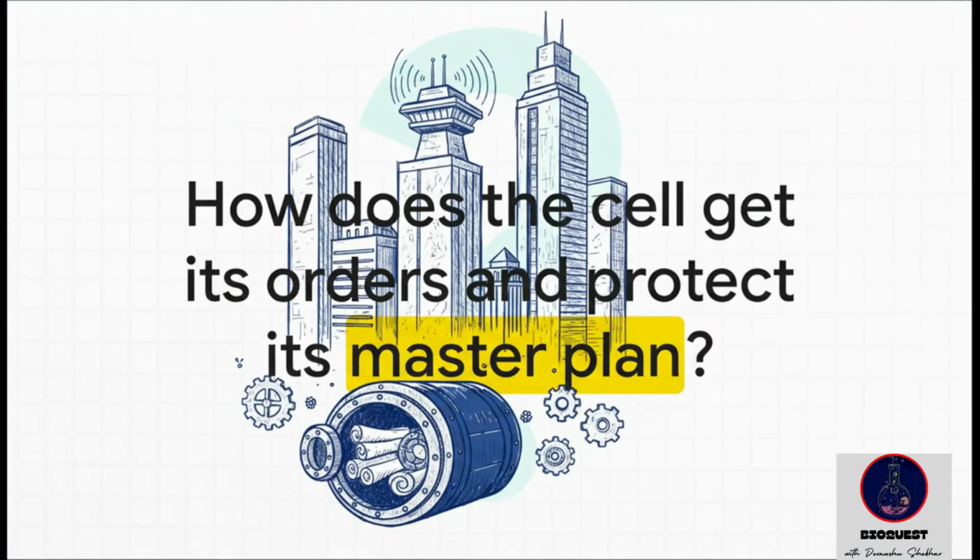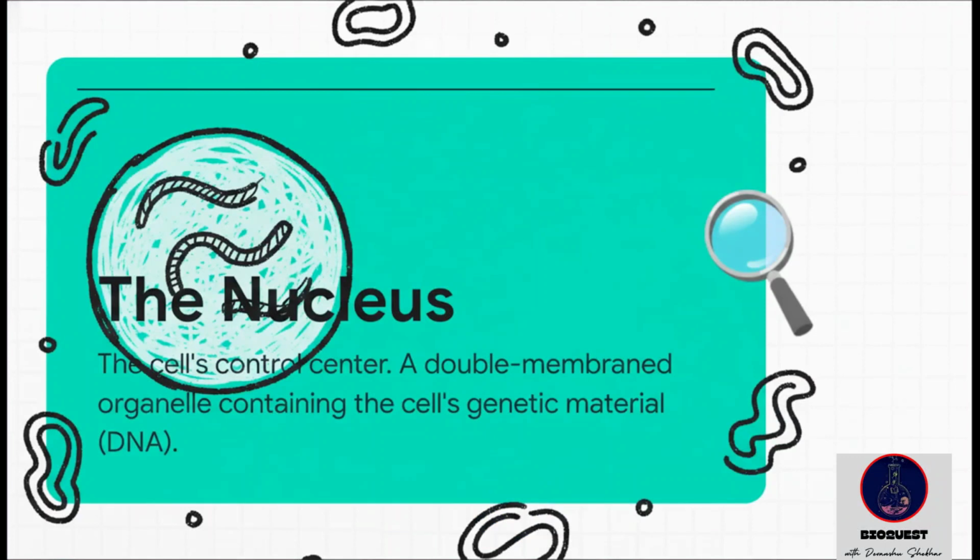Right? Every city needs a government, a control center, a place to give out orders, and a super secure vault to keep the master blueprints for everything. Well, in our cell city, that's the nucleus. It's this big, usually round structure that's basically in charge of everything. It directs all the cell's chemical activities, and, most importantly, it holds the precious genetic material, our DNA.